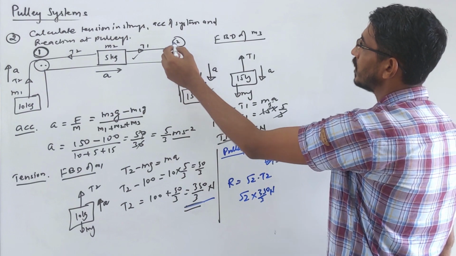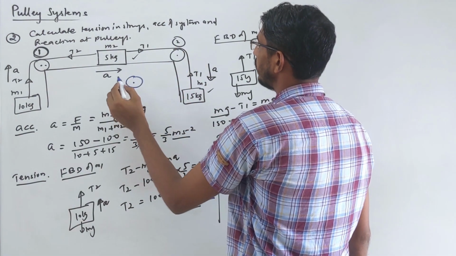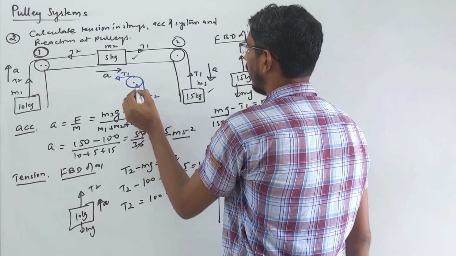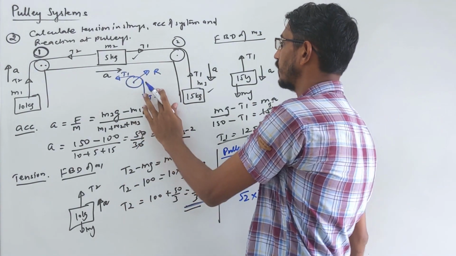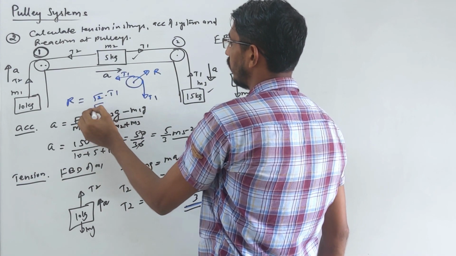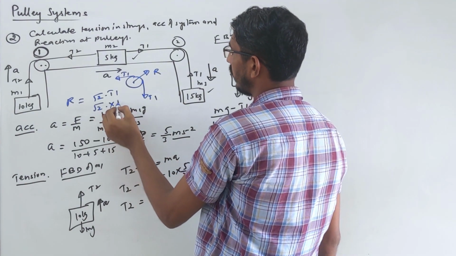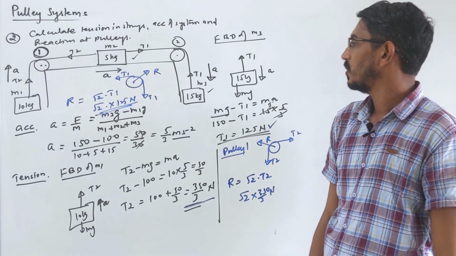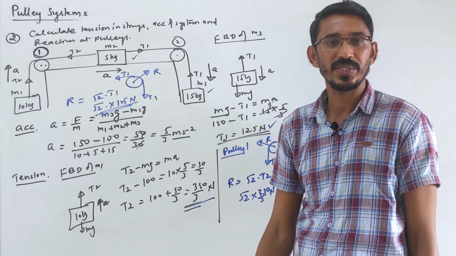Same, you take the FBD of this pulley also, I am writing directly. This is a pulley, this is tension T1, this is T1, and let's say this reaction is R. Again two forces are perpendicular and exactly the same, so R becomes root 2 times T1, and T1 we have calculated as 125 Newton, that's your answer, right? So with n number of blocks, moving horizontally or vertically, you have to follow the same procedure, right?